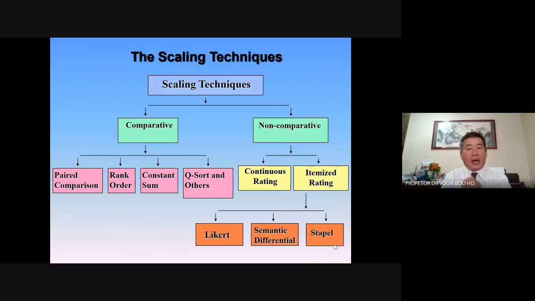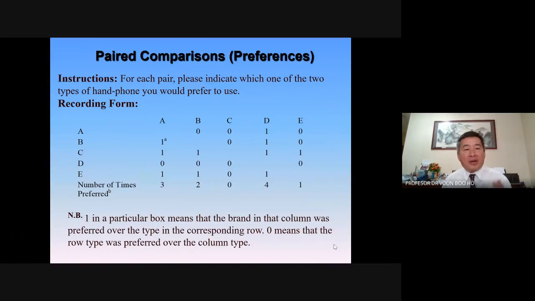Okay. So in this paired comparison, for instance, you ask them to compare these objects A, B, C, D to show their preference. And of course, you give them the instructions. For each pair, please indicate which one of these two types of handphones, for instance, you prefer to use, right? So if you prefer the column, let's say you write one in a particular box, meaning that the brand in that column is preferred over the type in the corresponding row.